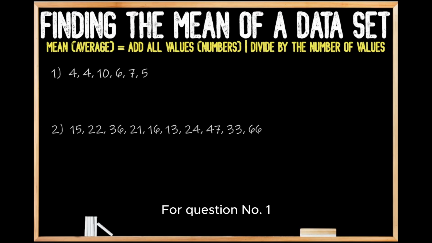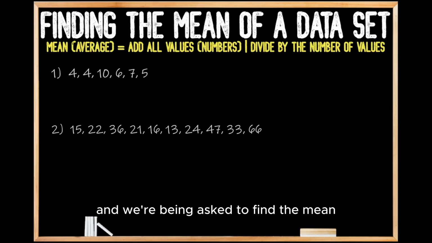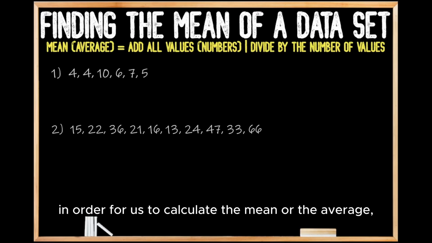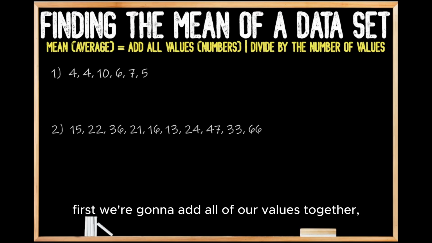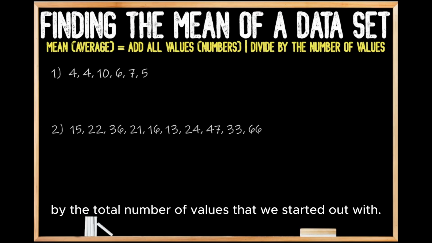For question number 1, we can see that we've been provided a data set and we're being asked to find the mean or the average of that data set. Well, as we can see up top here highlighted in yellow, in order for us to calculate the mean or the average, first, we're going to add all of our values together, and then we're going to take that sum and divide that sum by the total number of values that we started out with.